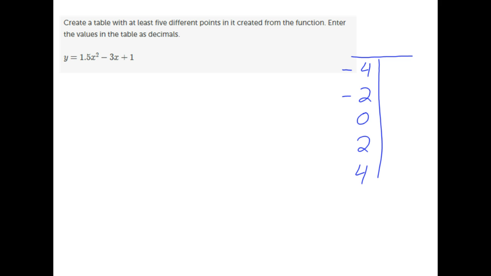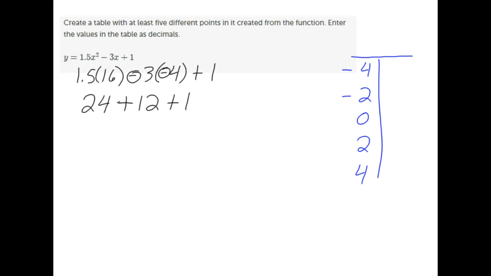So when I put in a -4, a -4 squared is 16. So I get 1.5 times 16 minus 3 times a -4 plus 1. Well, 1.5 times 16 is, if I do my math right, 24. Minus 3 times a -4 is plus 12 plus 1. So 24 plus 12 is 36. I get 37. So at a -4, it is 37.